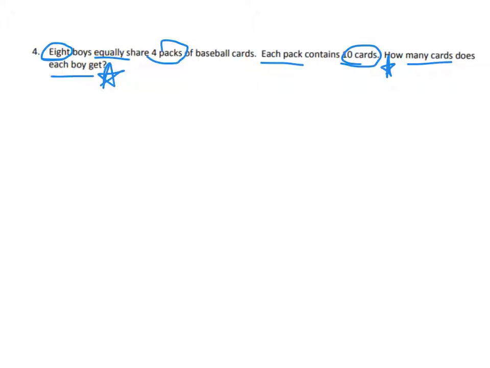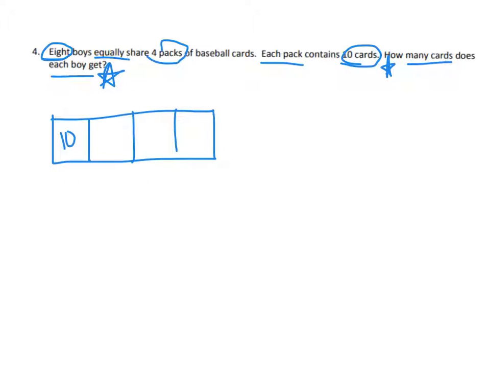So what we are going to do is, let's take a look at our first sentence. It says that there's 8 boys and they're equally sharing 4 packs of baseball cards. Each pack contains 10 cards. So the first thing I need to figure out is how many cards they have altogether. So I'm going to draw a tape diagram. It said that there were 4 packs, so I'm going to divide that into 4. Each pack has 10 cards in it, so I'm going to put 10 in the tape diagram.